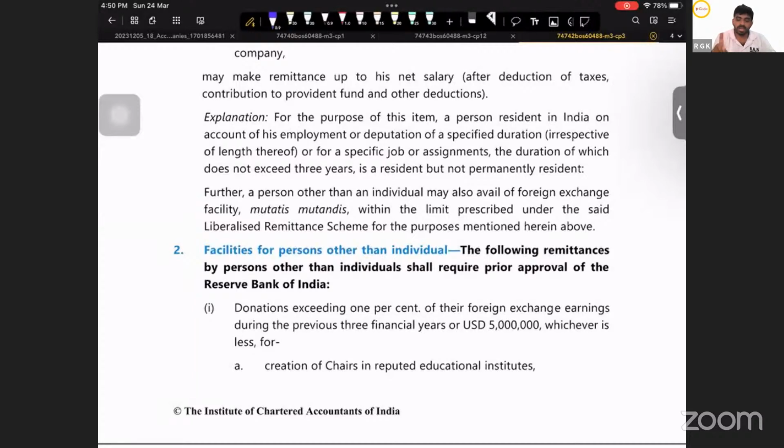Further, a person other than an individual may also avail foreign exchange facility mutatis mutandis, with applicable changes, within the limit prescribed under the said LRS for the purposes mentioned above. So for current account transactions, a person who is not an individual can also draw up to $250,000. But applicable changes will apply.